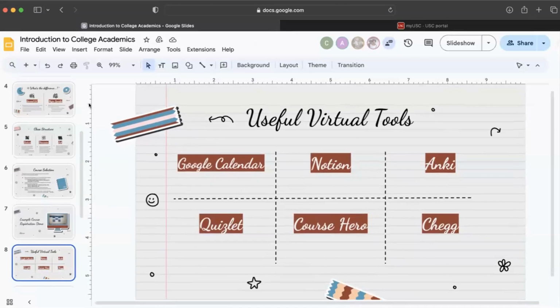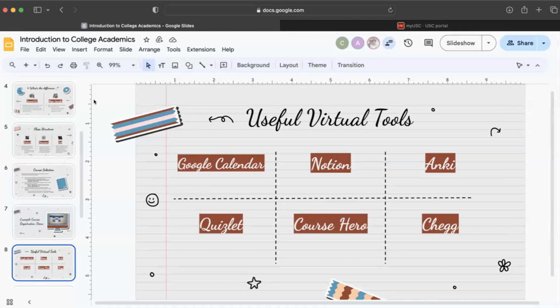Hi, so I'll be talking about virtual tools and note taking in general. I know each course is different. For a STEM course, these tools will be different compared to courses like math or physics, which are more hands-on. But I do want to go over these tools because I feel they're traditional methods of staying organized and staying on track.